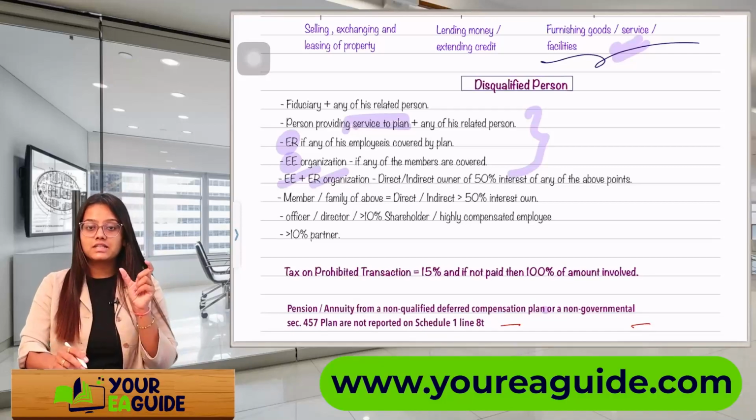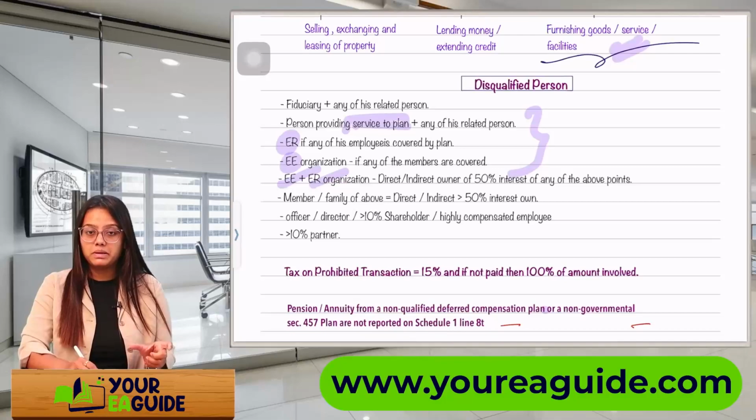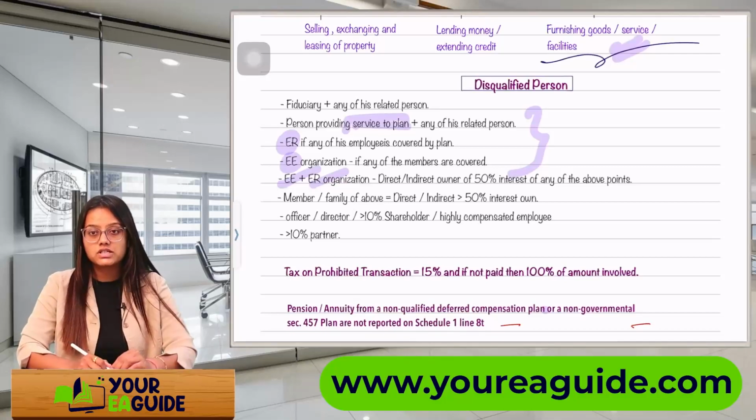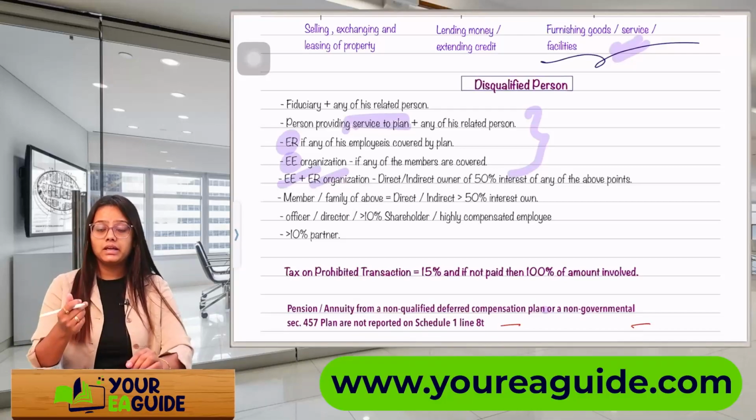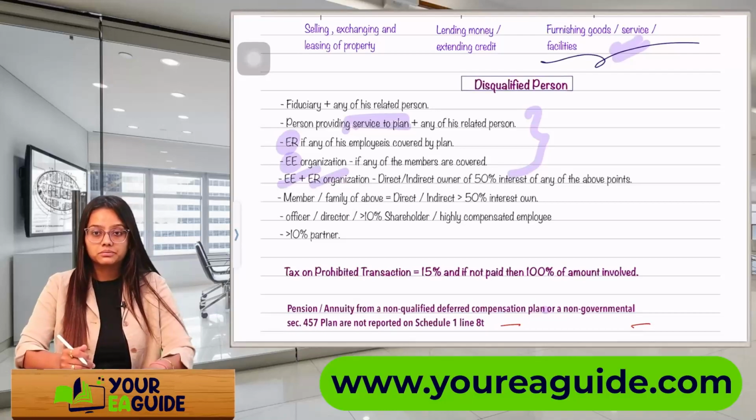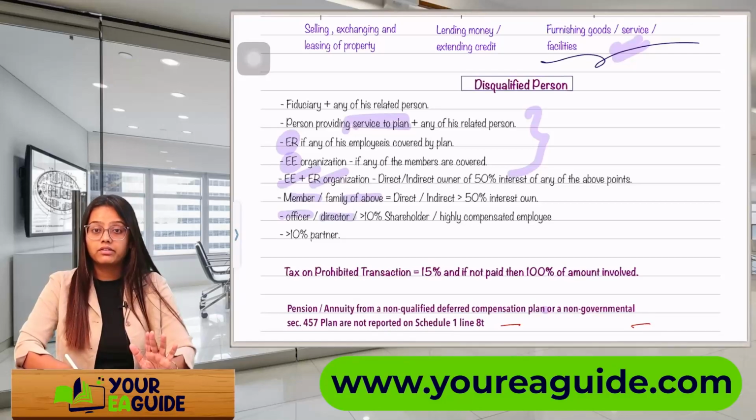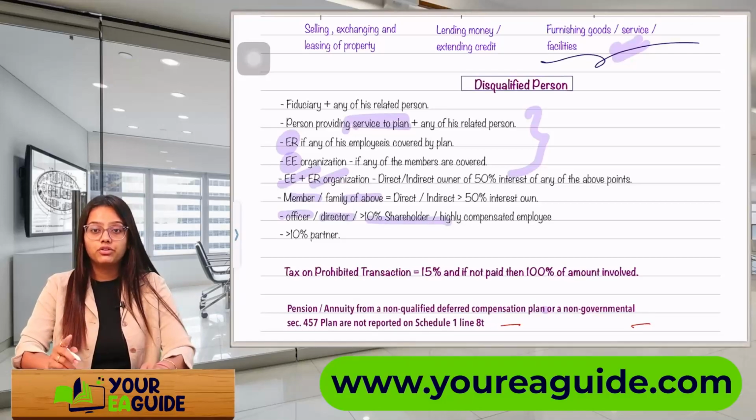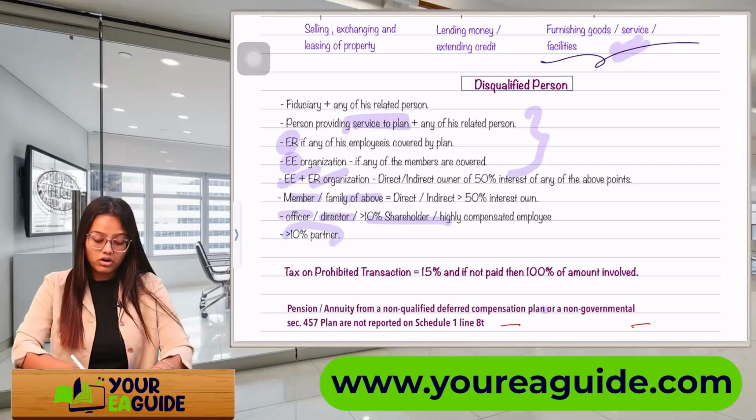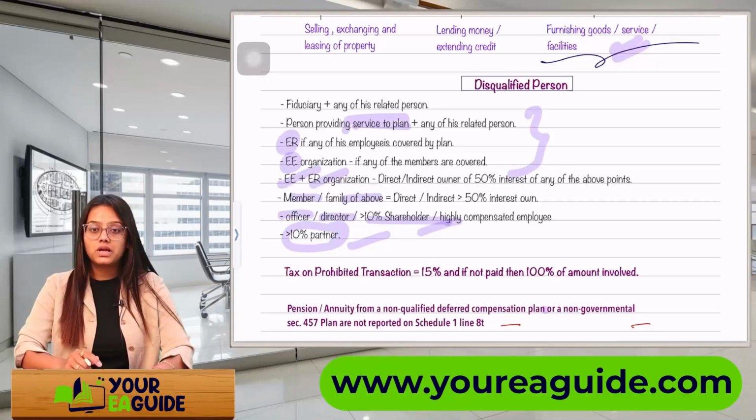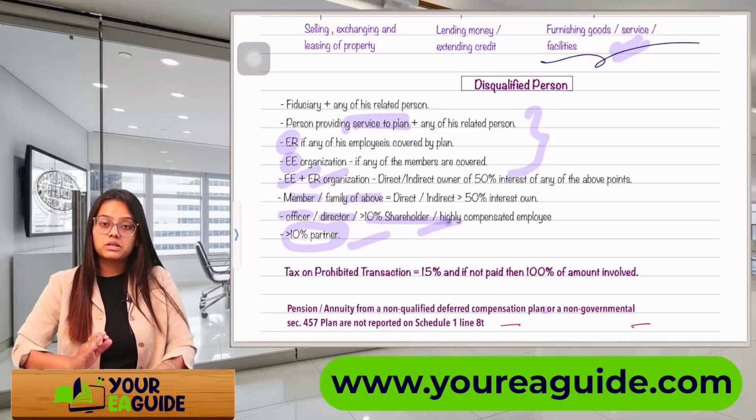If there is a case scenario which covers any of these people, then that transaction is disqualified because it has been taking place with a disqualified person, right? So a member of the family of the above will also be a disqualified person, as will an officer, director, or more than 10% shareholder, a highly compensated employee, or a more than 10% partner. Please remember here the percentage ownership is 10%: 10% shareholder, 10% partner.